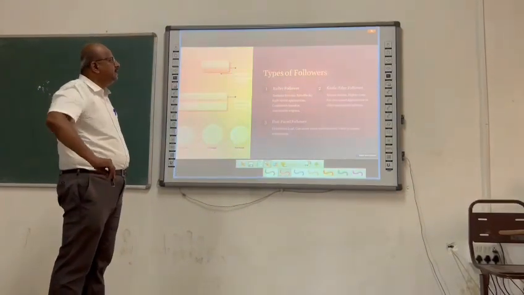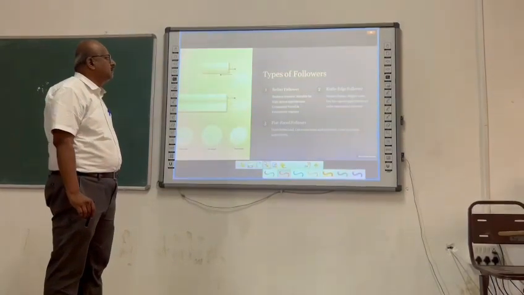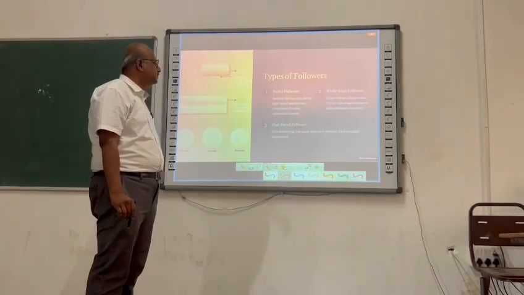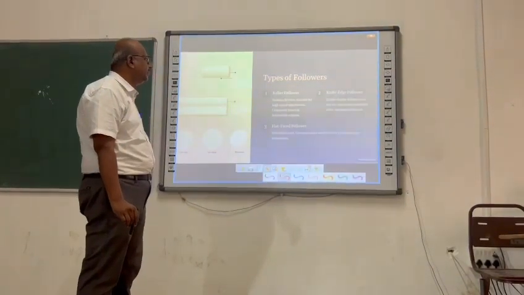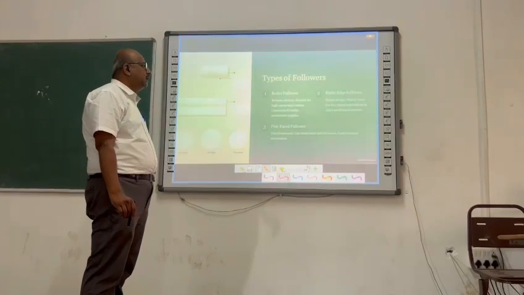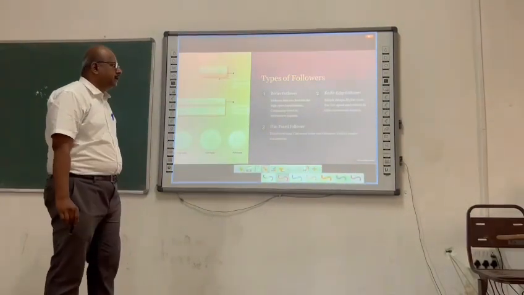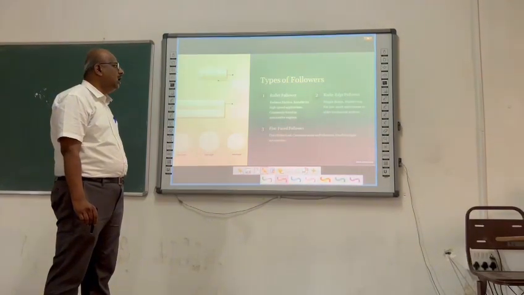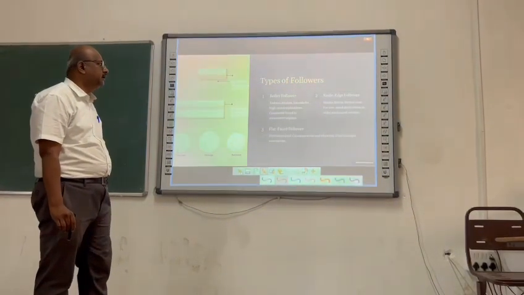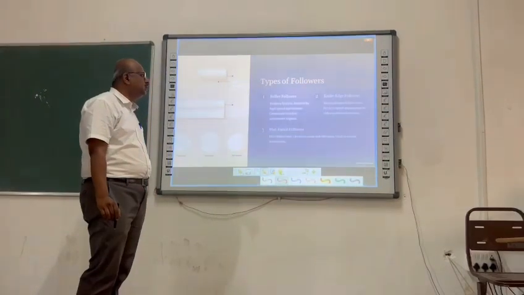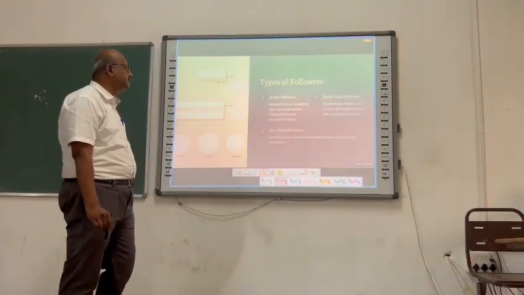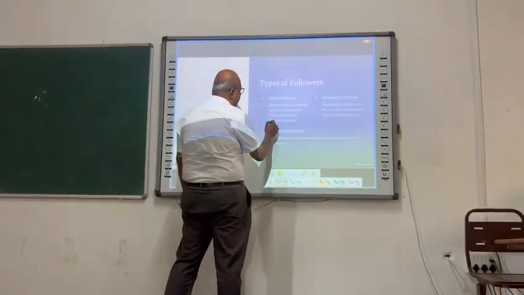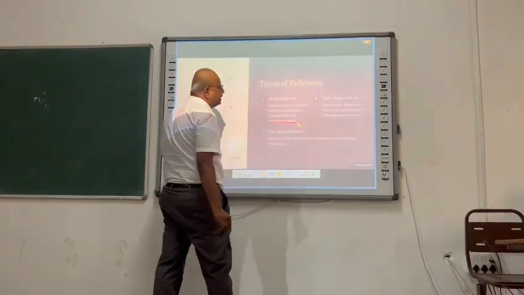Next, we will see what are the types of followers. First one is the roller follower, second one is the knife edge follower, and third is the flat-faced follower. In the roller follower, the surface between the follower and the cam is a roller. It reduces friction, is suitable for high-speed applications, and is commonly found in automotive engines.